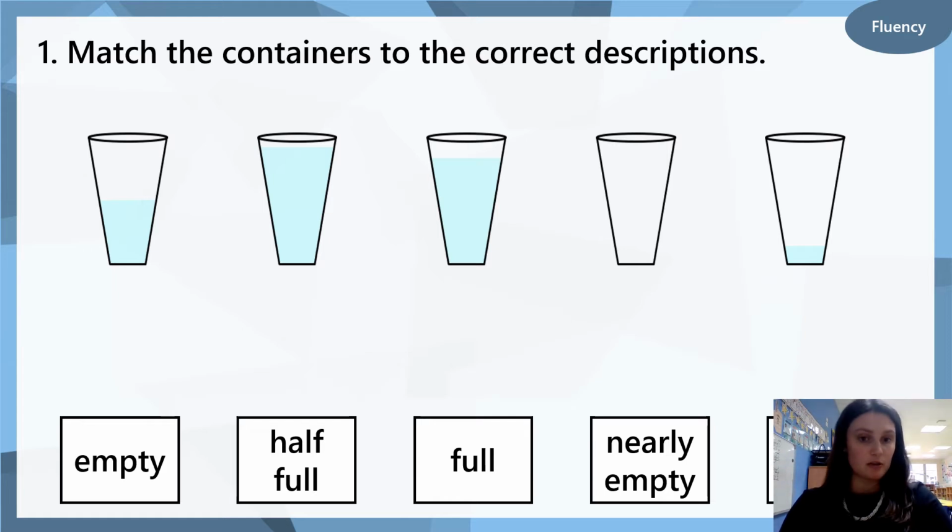So empty, you're going to write the word empty and choose the empty cup and draw it. Half full, you're going to write the words half full. You're going to choose the cup which is half full and you're going to draw it. And do the same please for full, nearly empty and nearly full. You can pause the video now while you finish question 1.